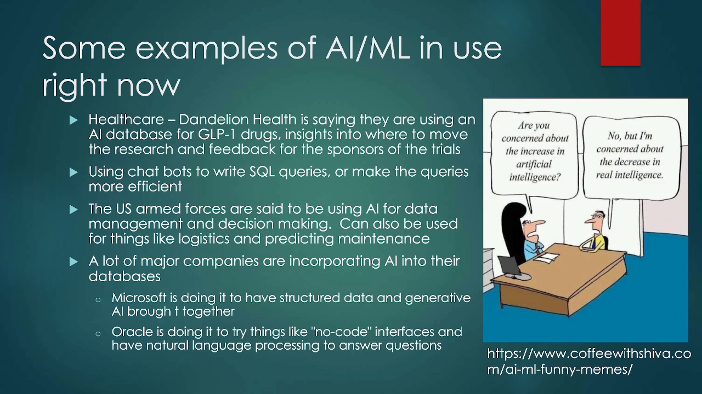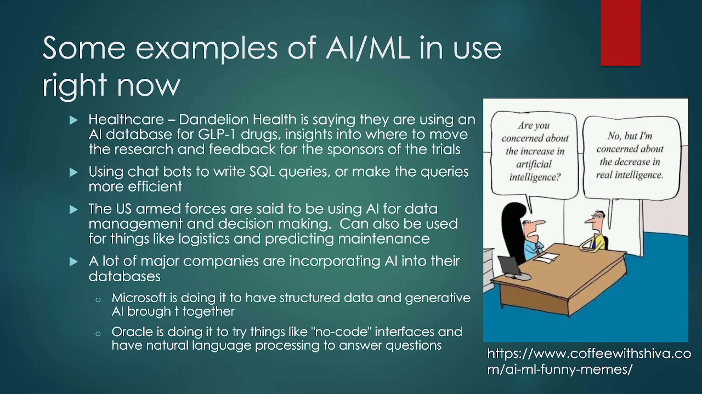Some people have started using chatbots and AI to write SQL queries or make the queries more efficient. That's a commonly done thing right now, where people will ask AI for their opinion instead of asking the internet and Googling around, Reddit, Stack Overflow, stuff like that. It's said that the US Armed Forces are actually using AI for data management, decision making, logistics, and predicting maintenance. And a lot of major companies are actually incorporating AI into their databases.